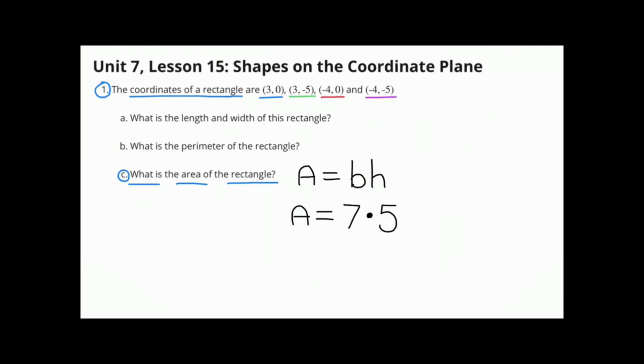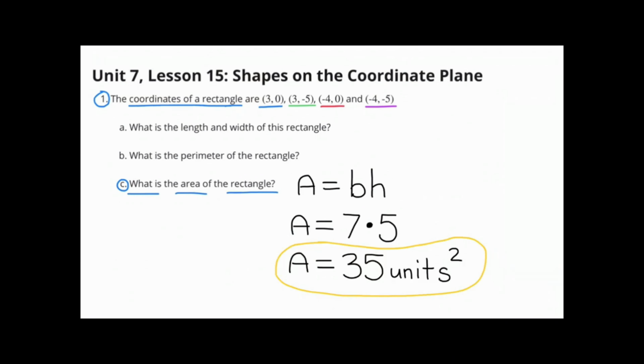The base 7 times the height 5 equals 35 units squared. The area of the rectangle is 35 units squared.